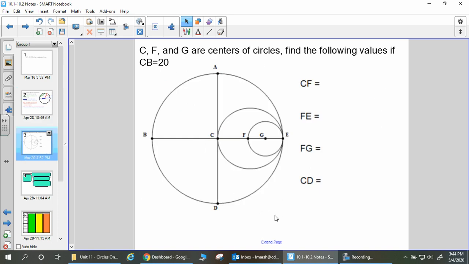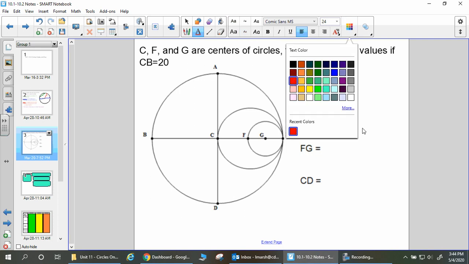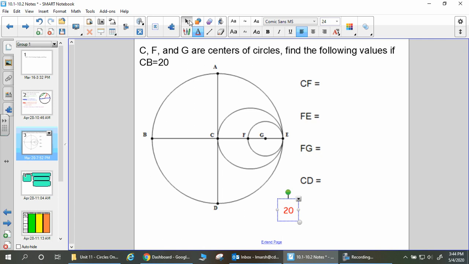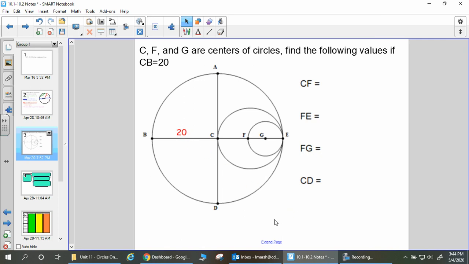So it says C, F, and G are centers of circles. Find the following values if CB is 20. So I'm just going to put some color on here. 20 is what they gave me for CB, so here's 20, right? So what you should notice is we have multiple circles in this picture. There's the big circle, medium circle, and small circle. So C is the center of the big circle, F is the center of the medium, and G is the center of the small.